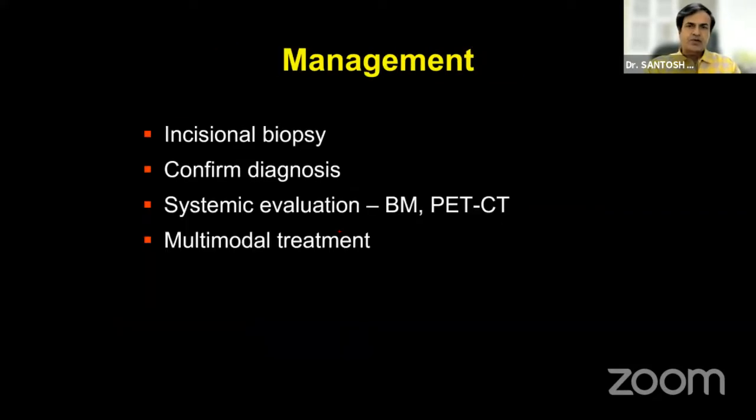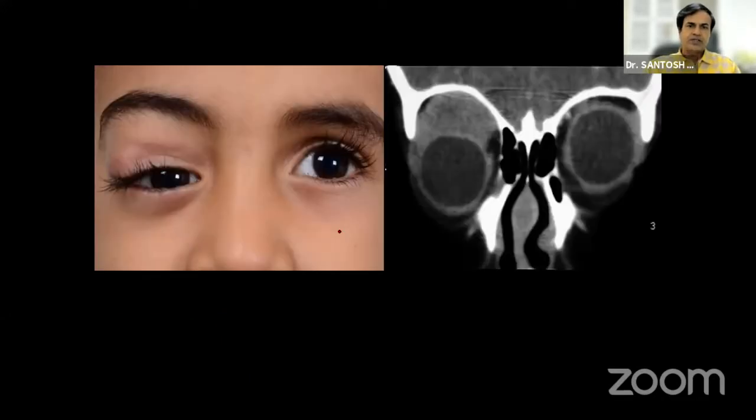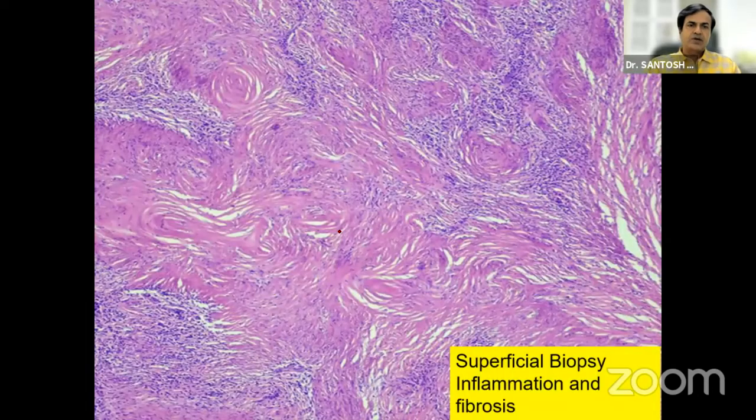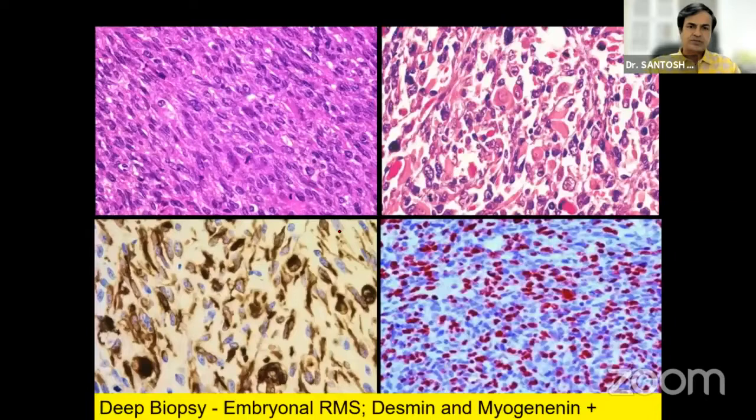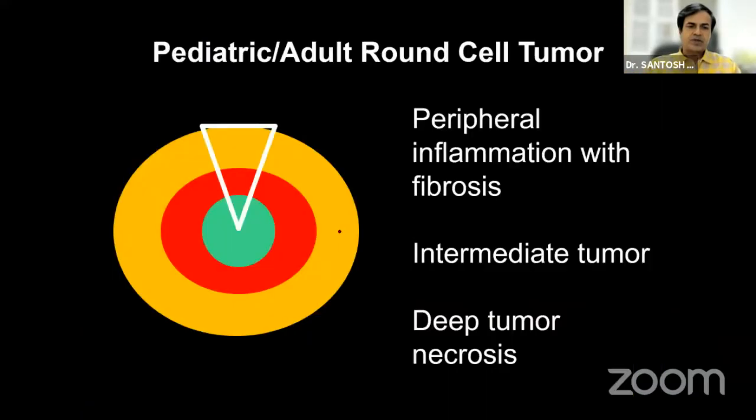The first step that we take when we have a patient with rhabdomyosarcoma is to do an incisional biopsy. Like this child who has a superior orbital mass, we perform a multi-layered incisional biopsy. Just to show that the superficial biopsy in this child showed only inflammation and fibrosis, and the deeper biopsy showed the tumor, that is embryonal rhabdomyosarcoma, which was desmin and myoglobin positive.